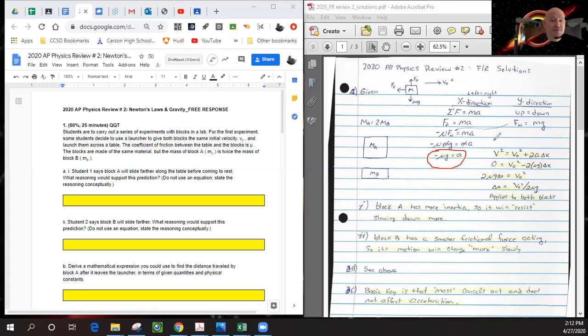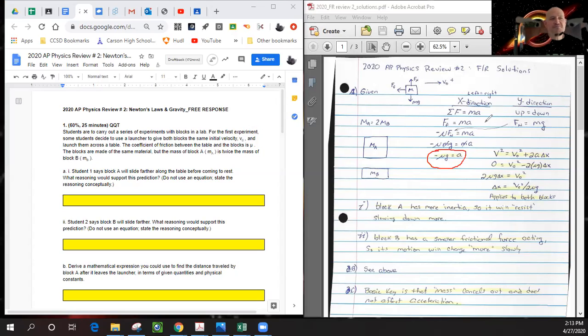Now, we could use conservation of energy, or we can use the kinematic equations. Since time is not given, we'll go ahead and use this formula here. V squared equals V0 squared plus 2a delta x. Okay, V final is going to be 0. Make the substitution in here for acceleration. Do some algebra, and I have that delta x, or the distance traveled, is V0 squared divided by 2 mu g. So you can see here, mass is not involved at all. It only depends on initial speed, coefficient of friction, and gravity. This applies to both blocks.